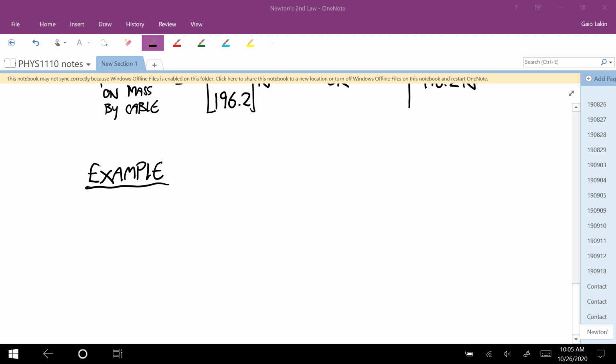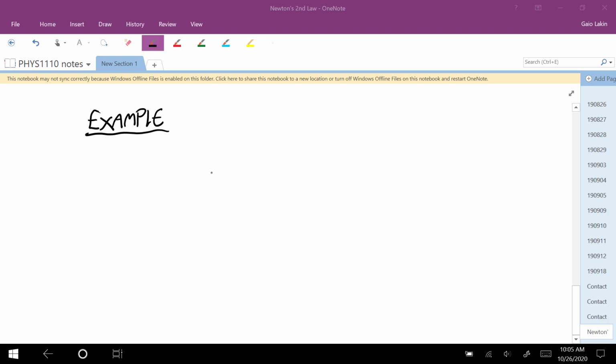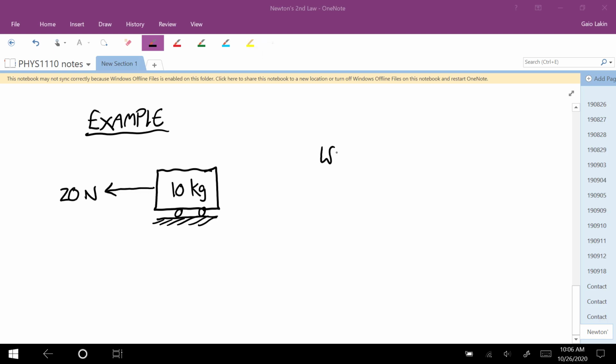Okay, let's do another one. So for this one, let's say that there is a cart and it's moving along a horizontal surface. And let's say that it has a mass of 10 kilograms and it's being pulled to the left by a force of 20 newtons. And we want to know what's the acceleration vector of that cart.